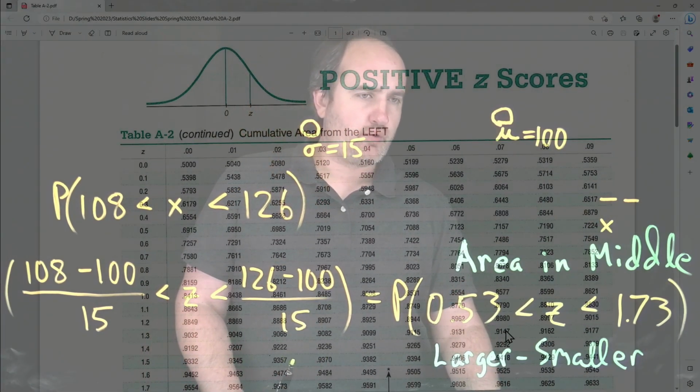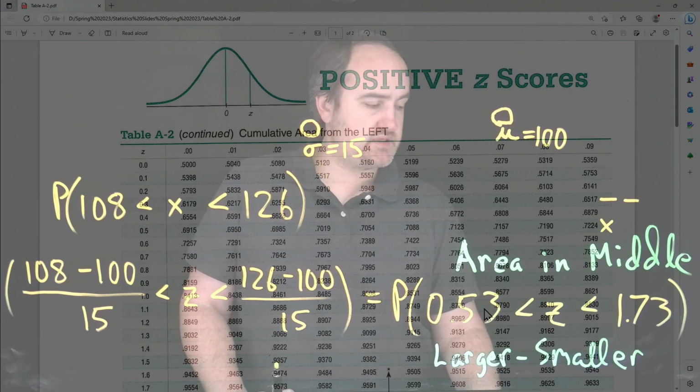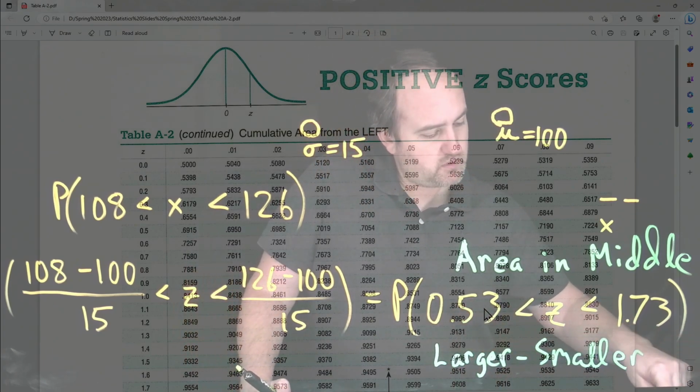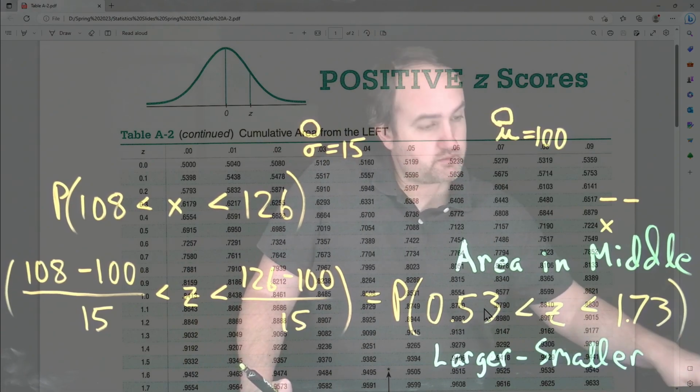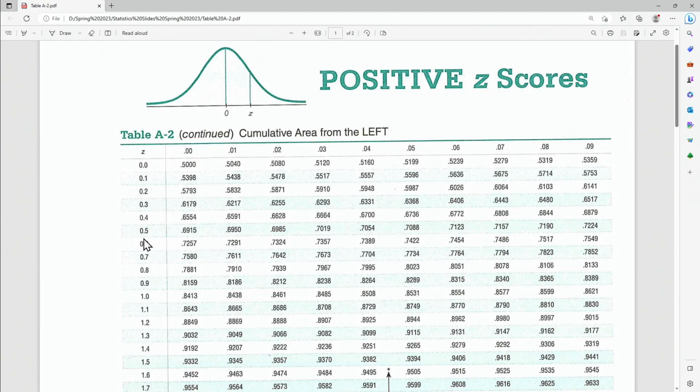Okay, so when we look at 0.53, 0.5 is going to be the row, and 0.03 is going to be the column, and that's a positive z-score. So if we go ahead and turn this thing off, 0.5 is our row, 0.03 is our column. So for your first area, when you look up 0.53, you should have gotten 0.7019. Okay, so 0.7019.